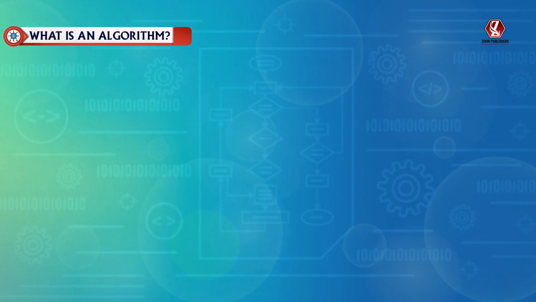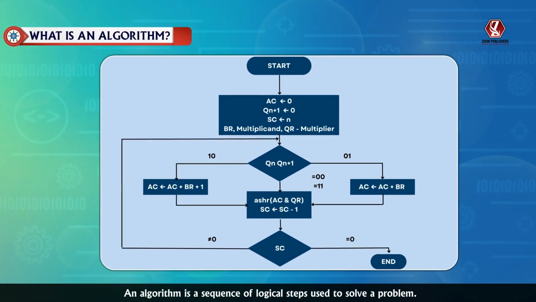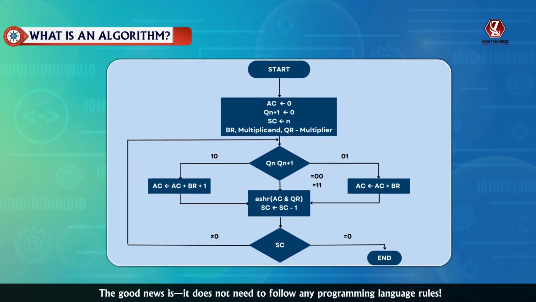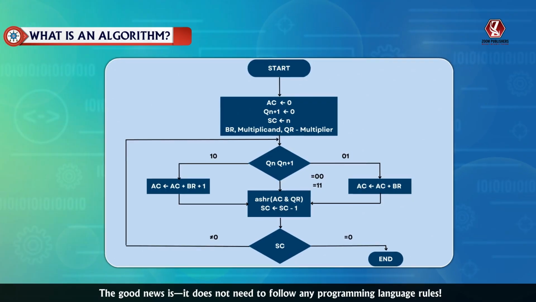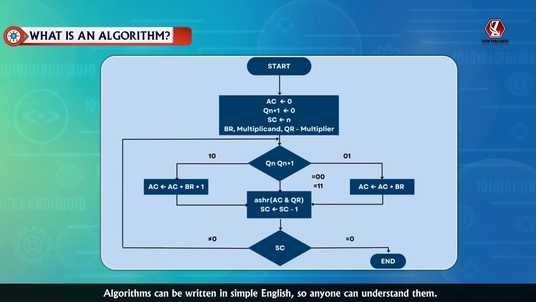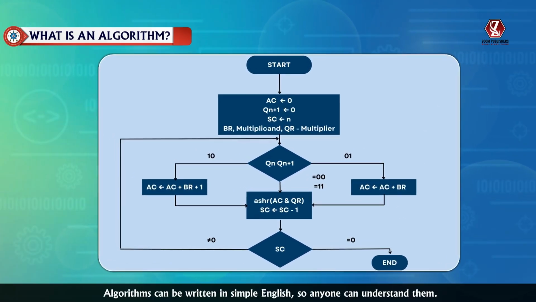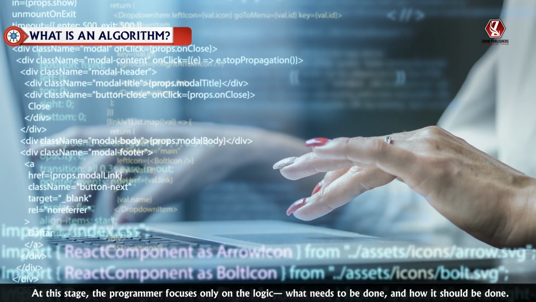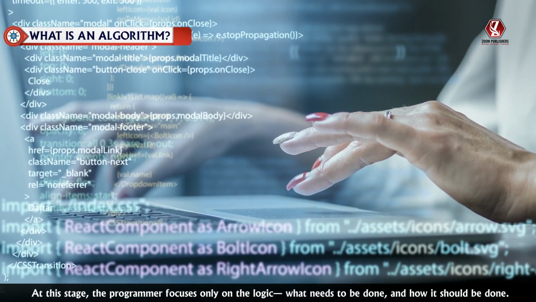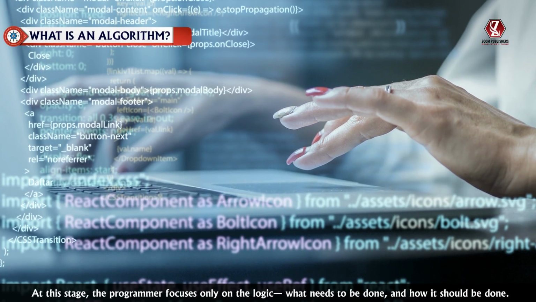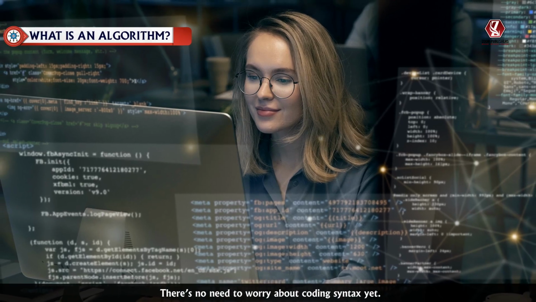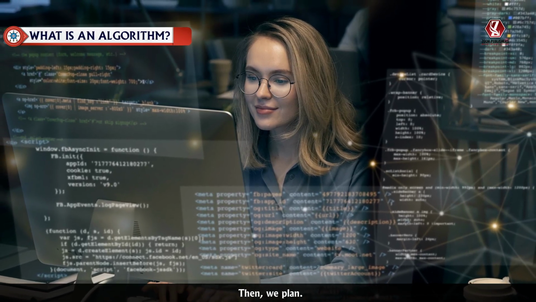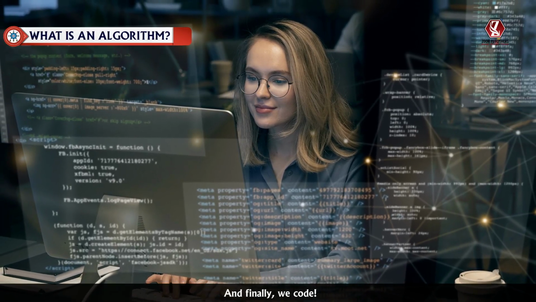What is an algorithm? An algorithm is a sequence of logical steps used to solve a problem. The good news is, it does not need to follow any programming language rules. Algorithms can be written in simple English so anyone can understand them. At this stage, the programmer focuses only on the logic, what needs to be done and how it should be done. There's no need to worry about coding syntax yet. First, we think, then we plan, and finally, we code.